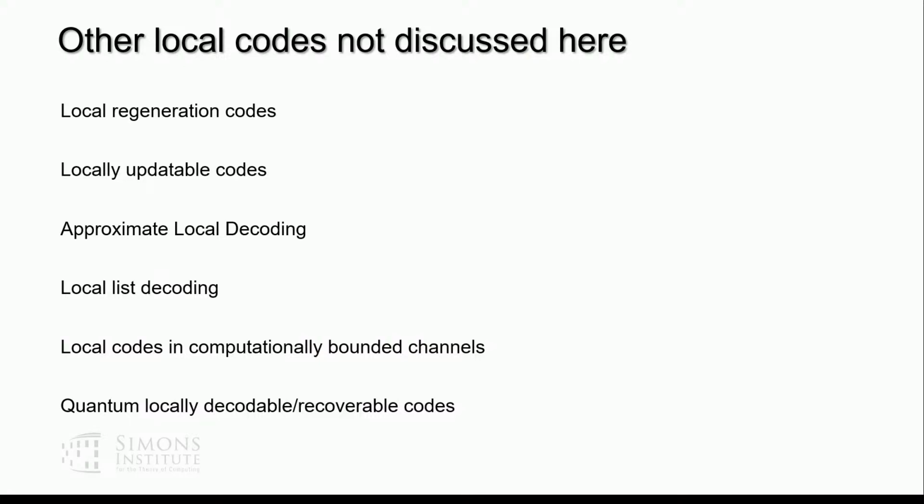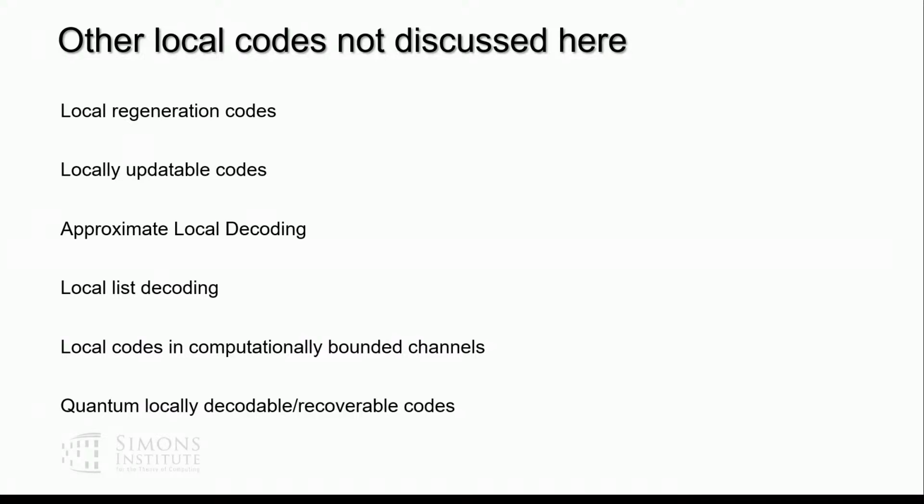Approximate local decoding, local list decoding, that's again something that I haven't covered at all. So this is in the setting when we go beyond unique decoding, the amount of error is larger than half the minimum distance.